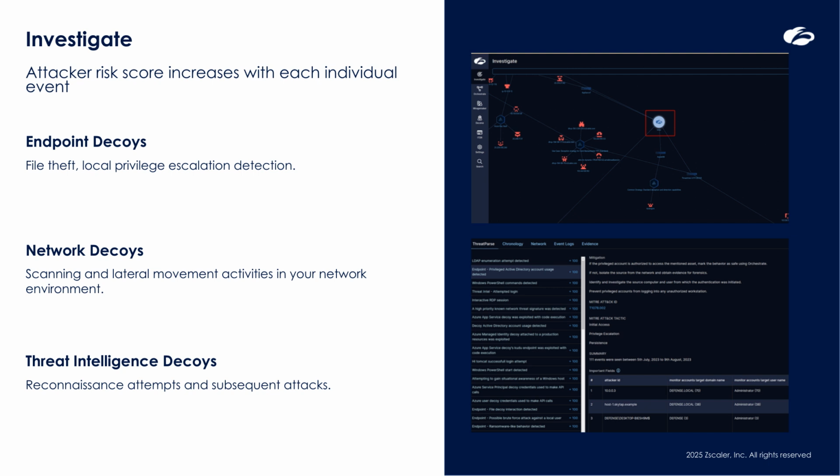Deception will assign a risk score to specific attackers and track them across decoys. As the attacker accesses more decoys using different techniques, their risk score will increase.